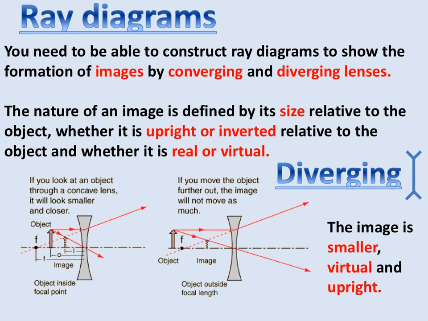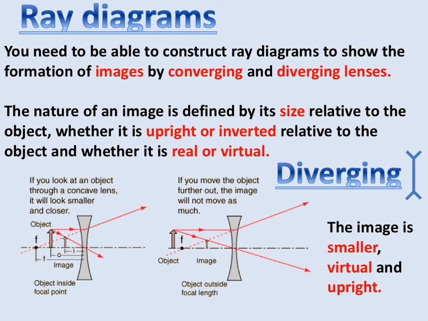When we construct a ray diagram for any lens, we need to draw two rays. The first ray is called the central ray, and the central ray goes from the top of the object, here, and through the central point of the lens. And you can see it's a straight line. That central ray has been drawn on this diagram as well, from the top of the object through the centre point of the lens, and again, it's a straight line.